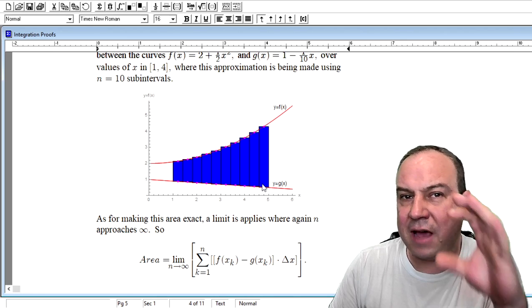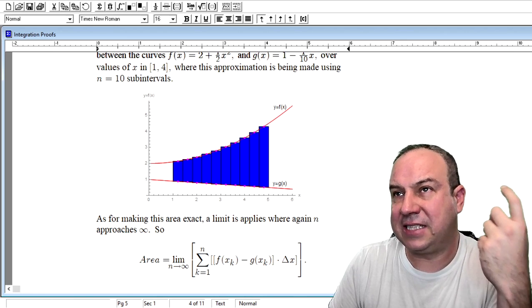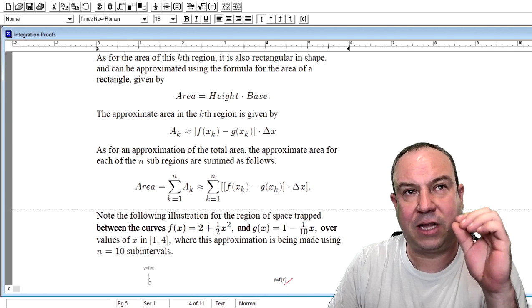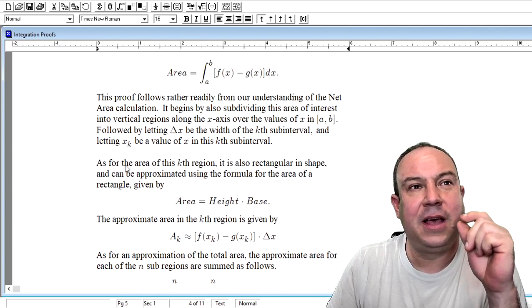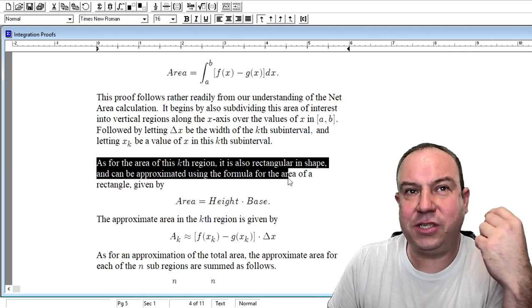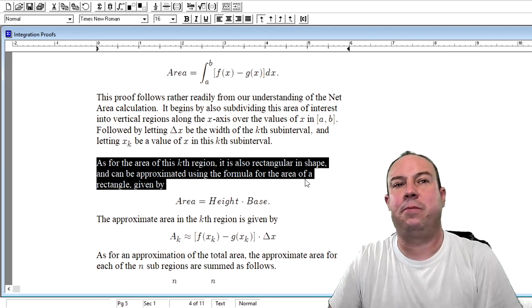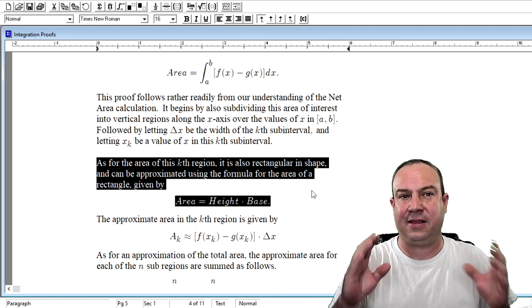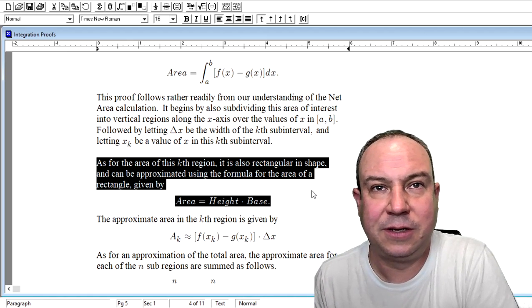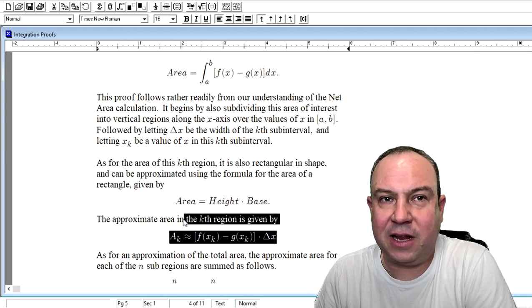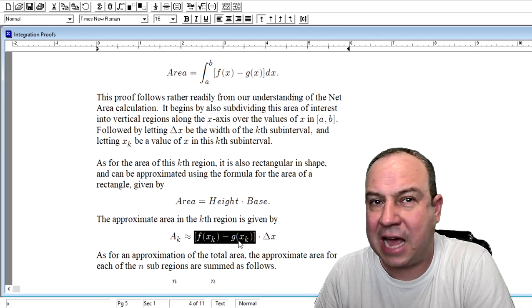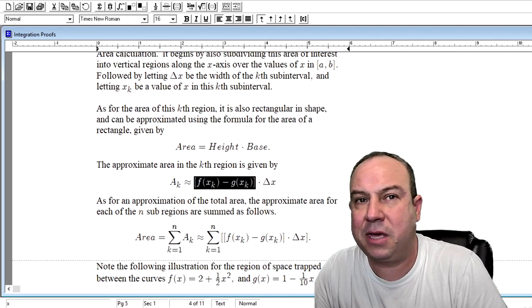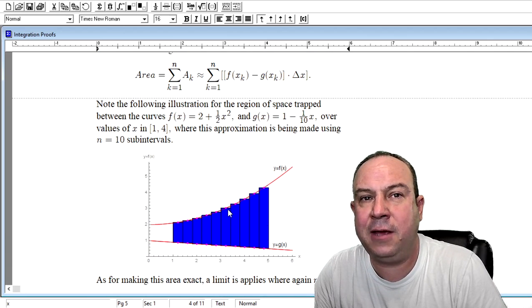The difference between f and g is what gives us our height calculation. As for the area of the kth region, it's also rectangular in shape and can be approximated using the formula for the area of a rectangle, area being equal to height times base. The approximate area in the k subregion then is going to be this height measurement, the difference between function f at x sub k minus function g at x sub k.